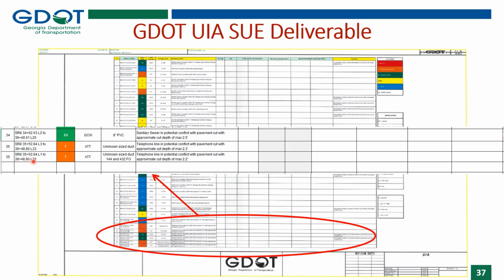And then we also have that other telecom duct that's unknown size duct 144 and 432 fiber optic. That potential conflict with the pavement cut is a maximum of 2.2 feet cut, because they're slightly off from each other. But we didn't want to show two different conflict numbers at the same location. It would cause a lot of clutter. So how are these presented? Now, this is how those are presented in the UIA.